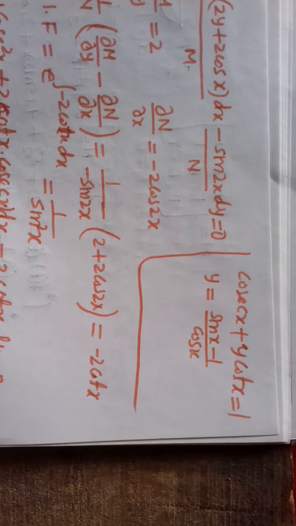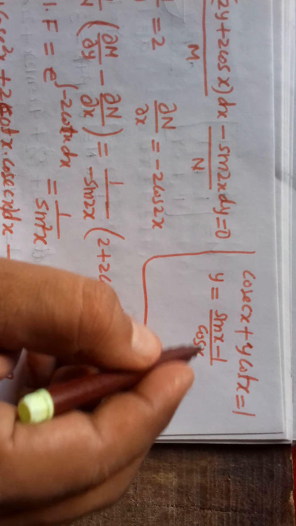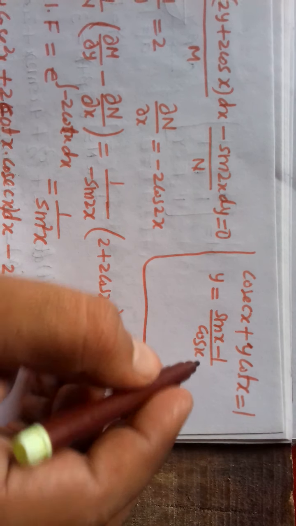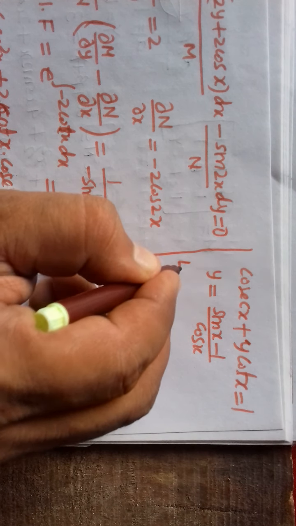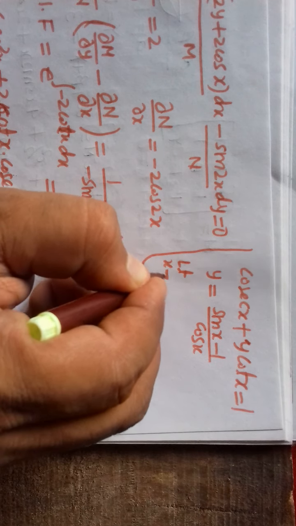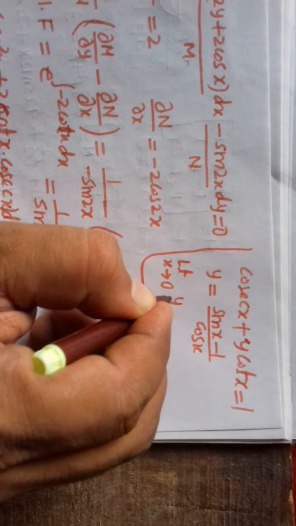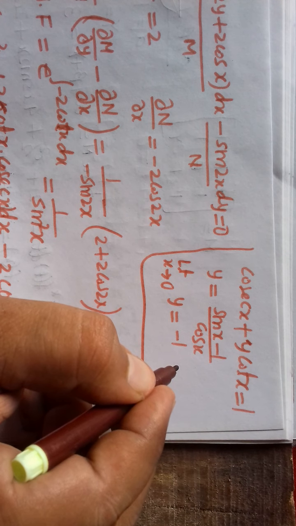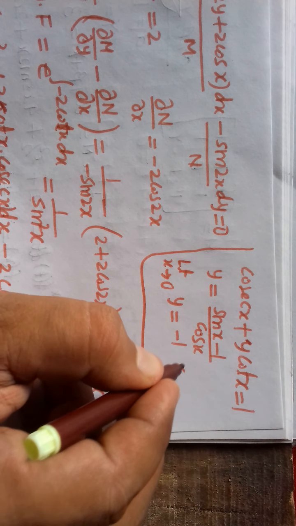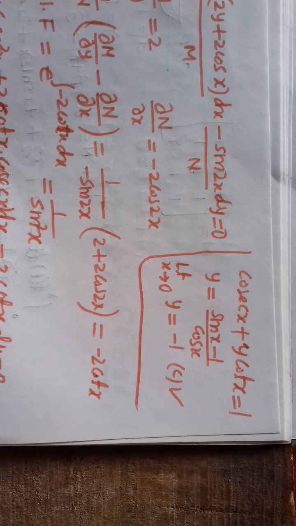Now we take the limit as x tends to 0 first. Limit x tends to 0, y becomes minus 1. So C is correct. Option C is correct.